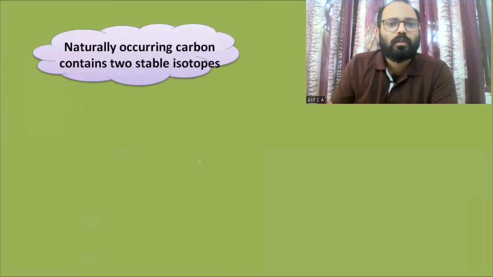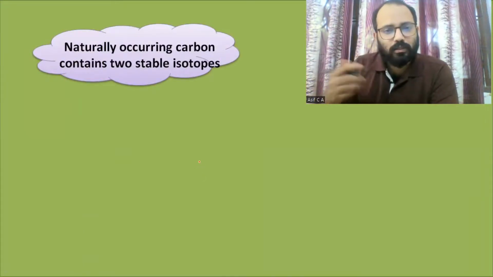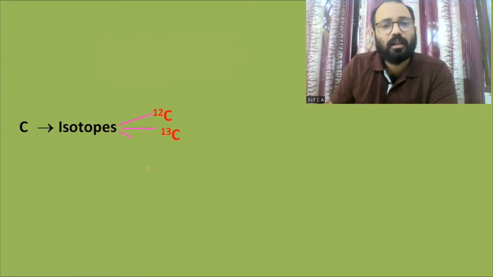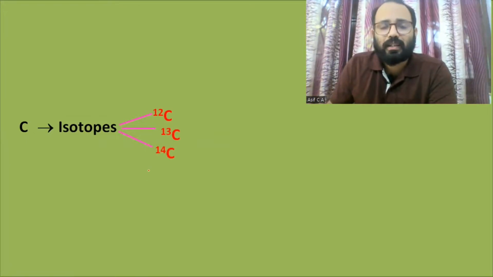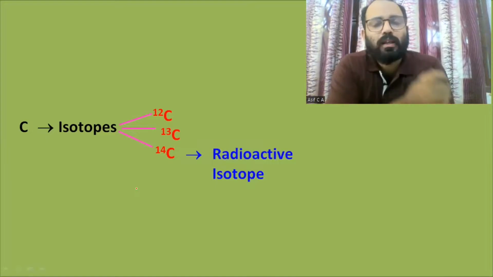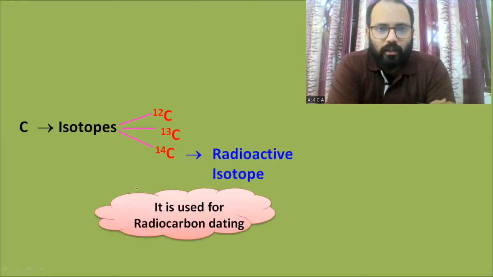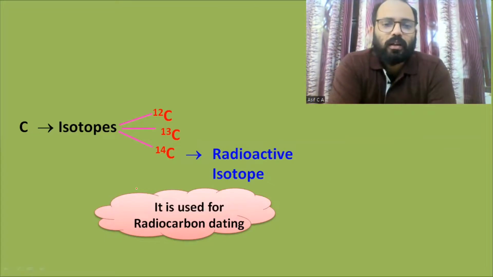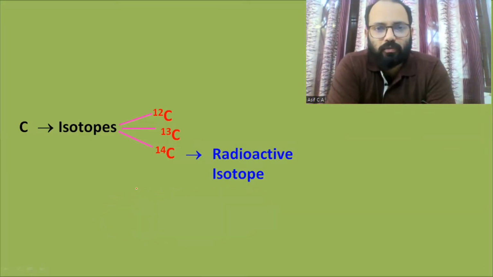Okay. Now carbon has two naturally occurring isotopes. We know that C12 and C13. Carbon has one radioactive isotope also, C14. Okay, this is mainly used for carbon dating. Carbon dating is used to identify the age of an object using radioactive carbon.